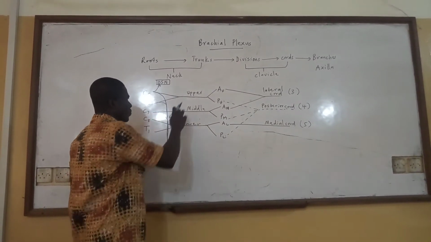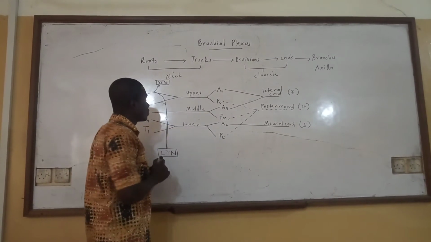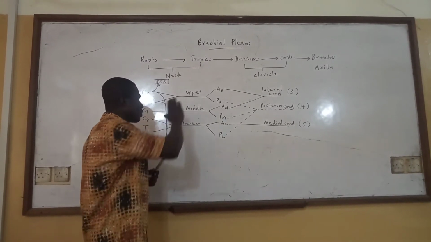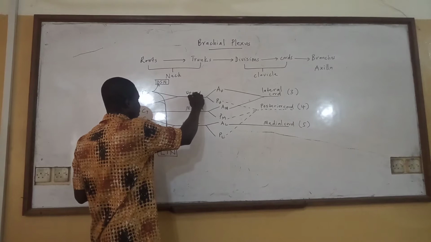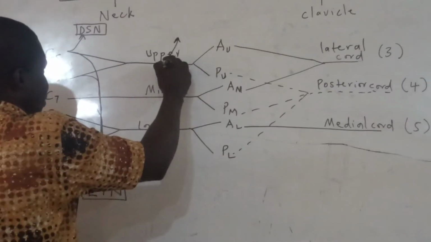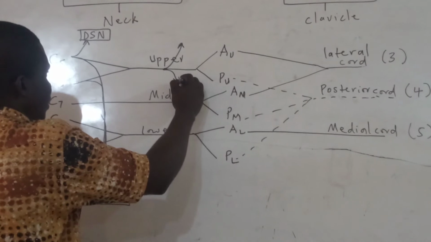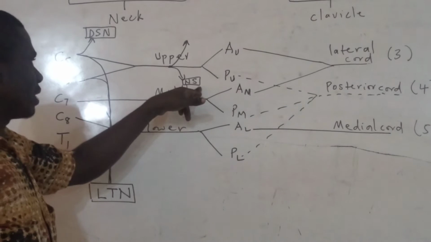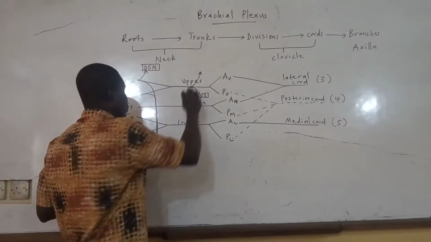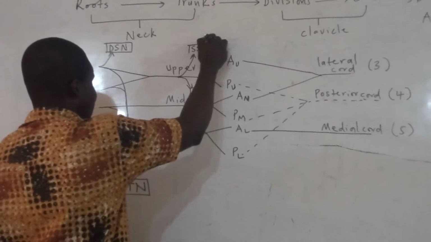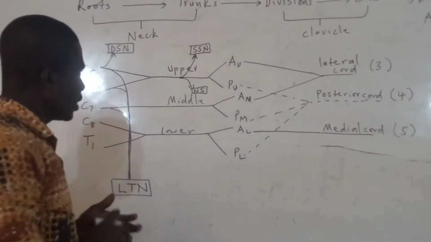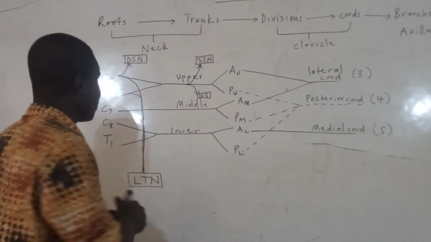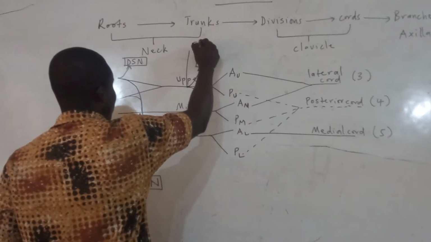Now, for the trunks, we have two nerves coming from this area, and actually they come from only the upper trunk. So let's say the nerve to subclavius muscle is one of the nerves, and then we also have the suprascapular nerve. Now, at this point we have a point known as Erb's point. That is Erb's point.